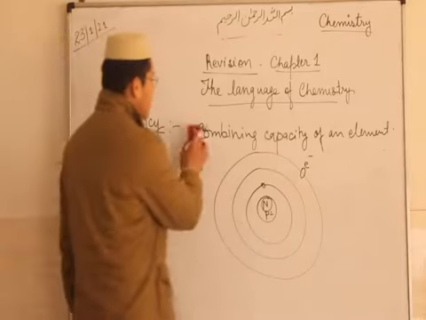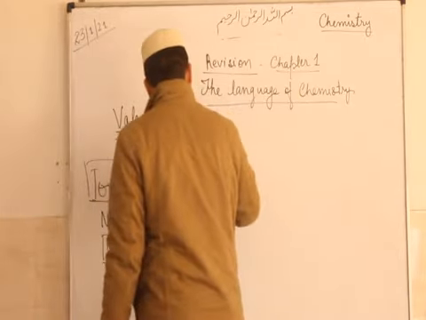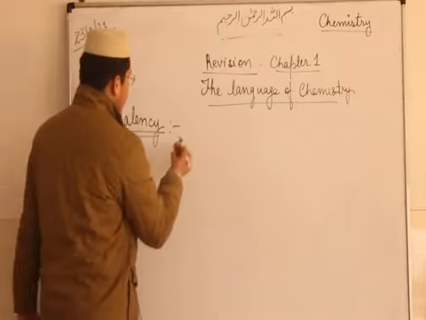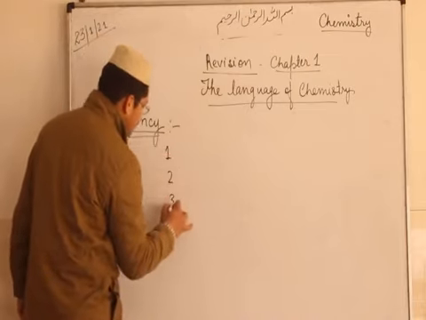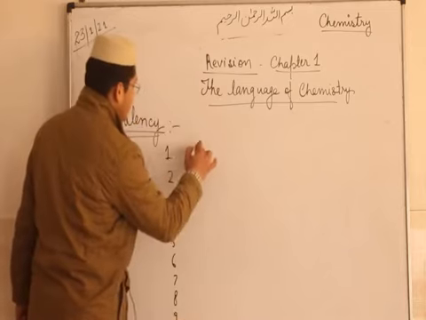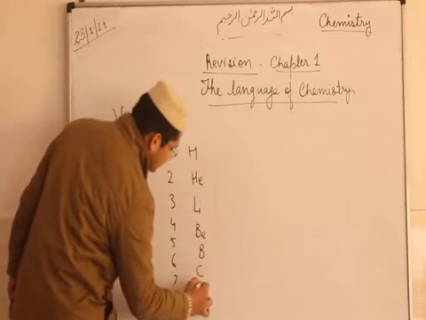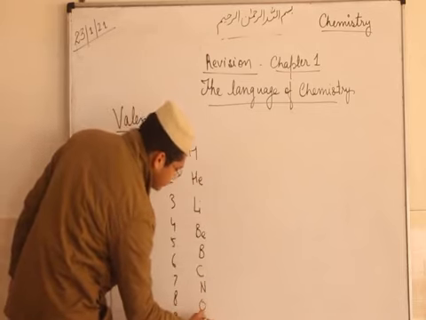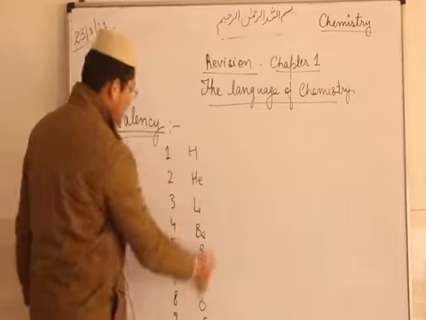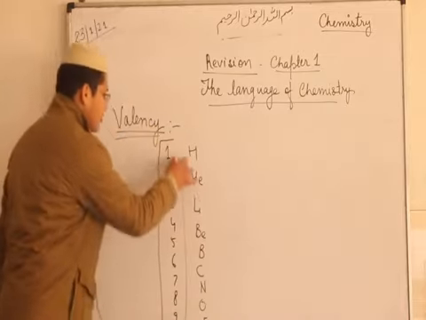Ions. Okay, let's see how we can calculate the valency. Let's write 1 to 10: hydrogen, helium, lithium, beryllium, boron, carbon, nitrogen, oxygen, fluorine, neon. These are the first 10 elements of the periodic table, and these are the atomic numbers.